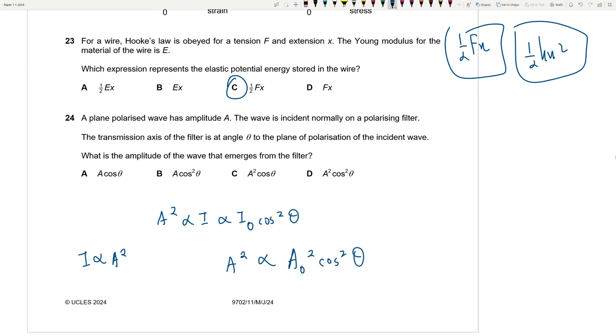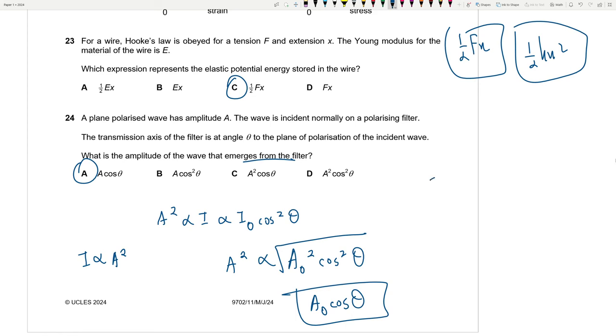Now if they just want to know the final amplitude that emerges from the filter, what do you need to do? You just need to take the root of this to get the final amplitude, which is A naught times cos theta. This should be your answer for the final amplitude. So 24 is A. If it was final intensity, the answer should have been I naught cos squared theta. Okay, 25.